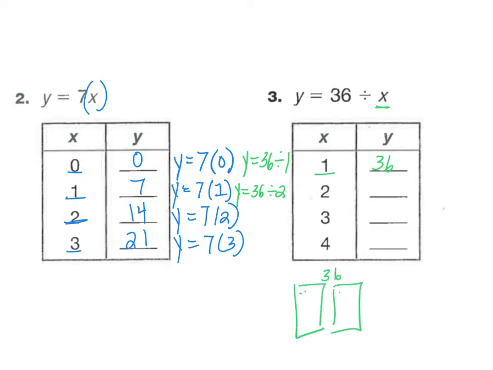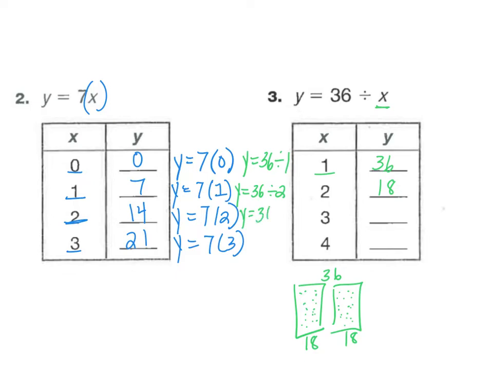1, 2, 3, 4, 5, 6, 7, 8, 9, 10, 11, 12, 13, 14, 15, 16, 17, 18, 19, 20, 21, 22, 23, 24, 25, 26, 27, 28, 29, 30, 31, 32, 33, 34, 35, 36. So I should have 18. I'm not going to count them all, but there's 18 in each. So 36 divided into 2 groups is 18.